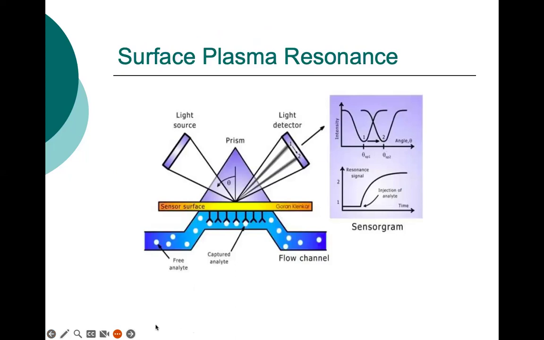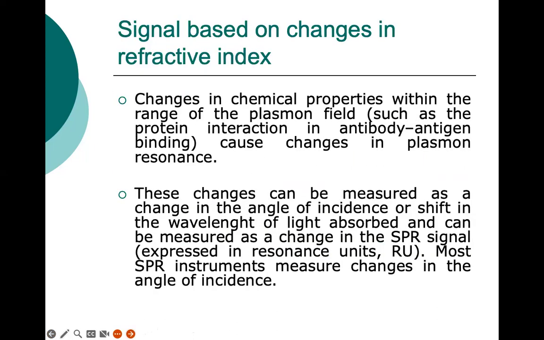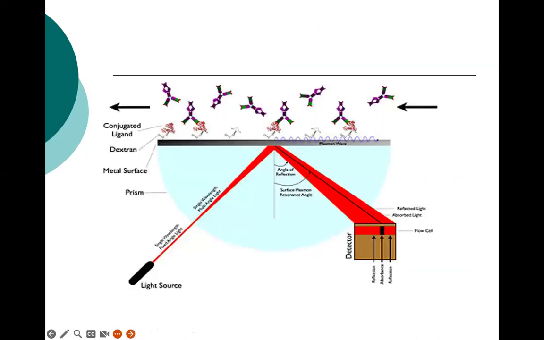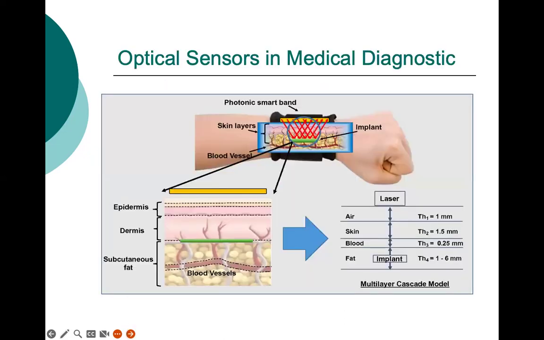Okay, so we don't have this machine in our university, so it's difficult for me to show you. So this is another example of how the refractive index, the light is shown here, so there is a change of angle of reflection after the interaction between the receptors and the light. So that is the principle of SPR.